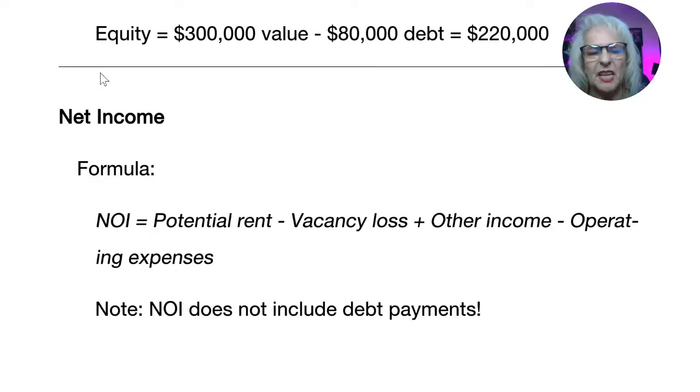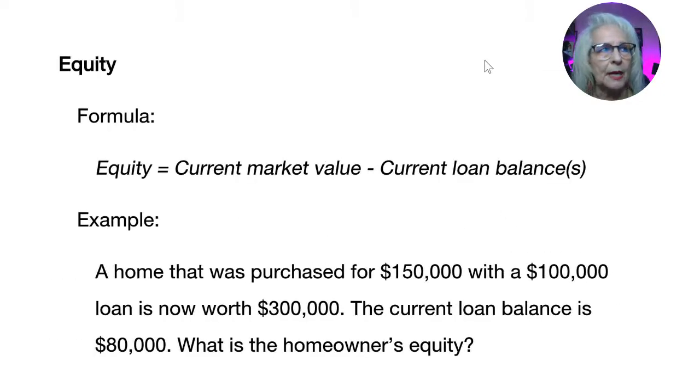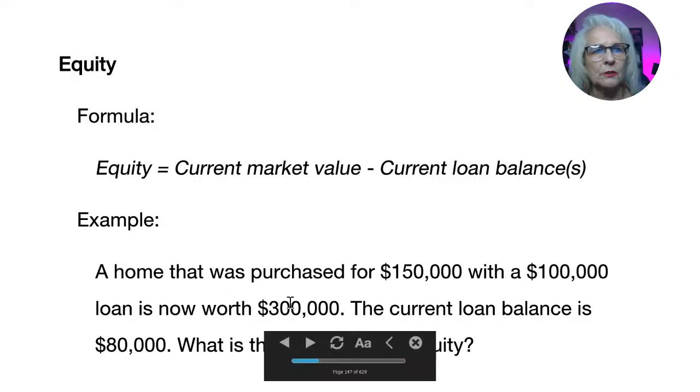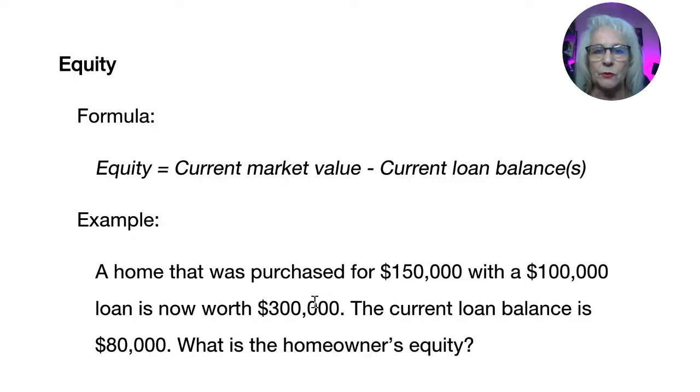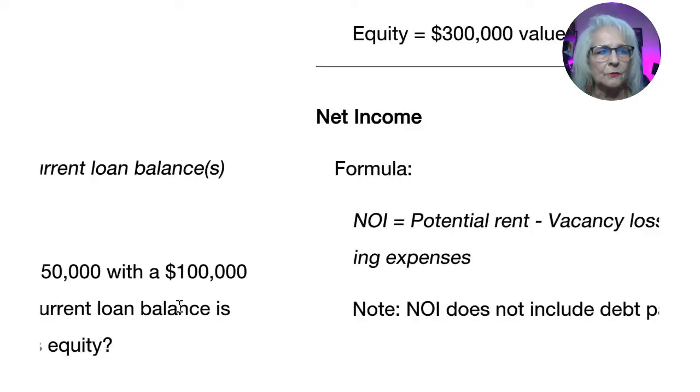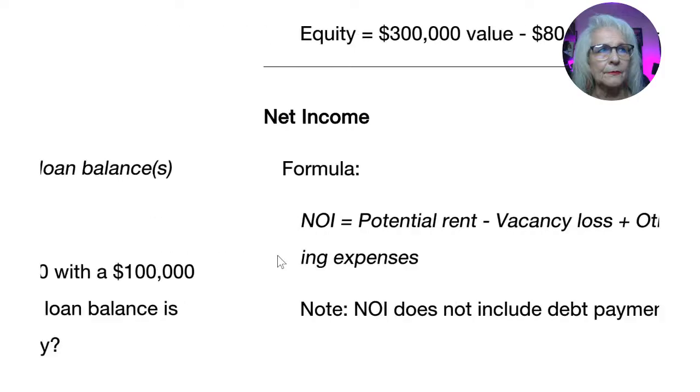So equity is $300,000 value minus $80,000 debt equals $220,000. The property is now worth $300,000, right? The current loan balance is $80,000. What is the equity? $220,000.